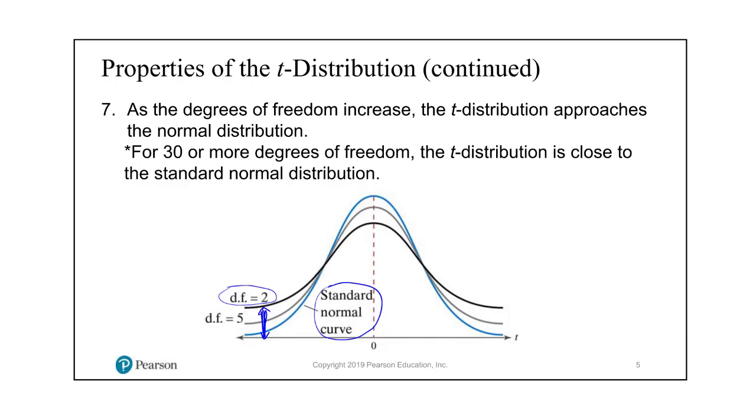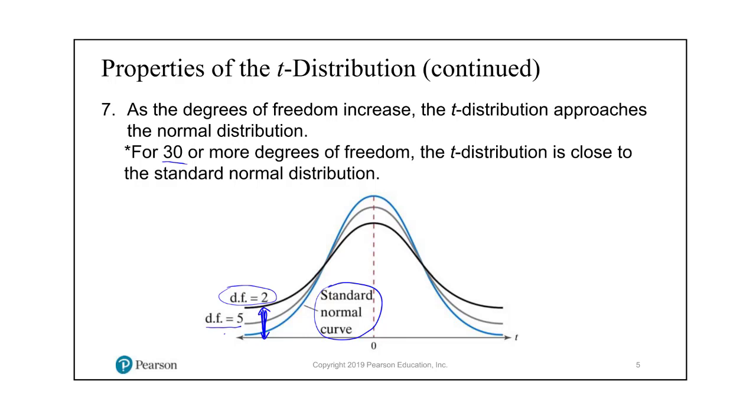But you see that as you increase the degrees of freedom, the t-distribution curve gets closer and closer to the standard normal curve. So that's why if you get to about 30 or more, then there's really very little difference between the t-distribution and the standard normal.